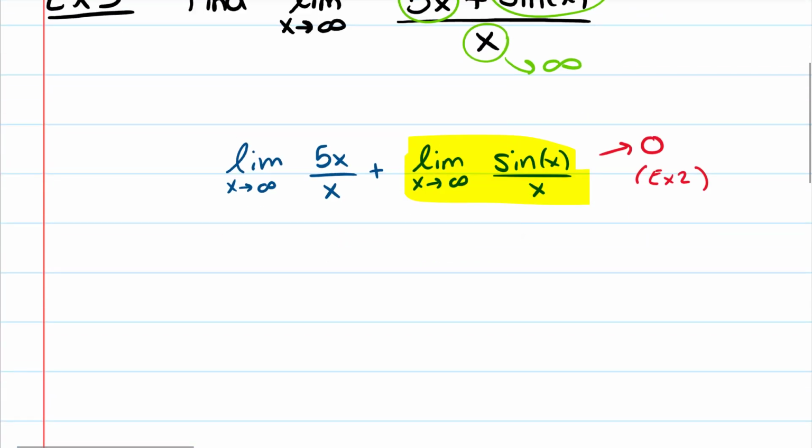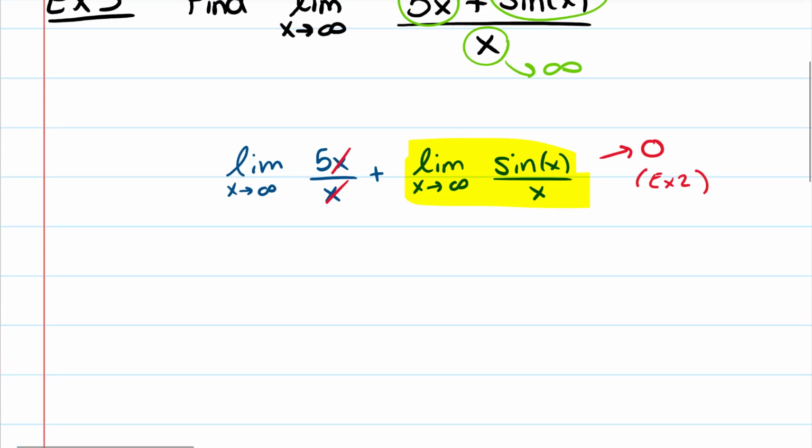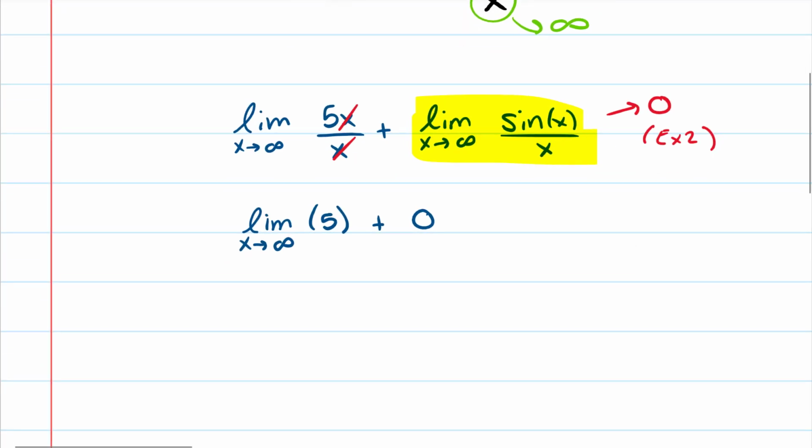And then our first piece is going to reduce the x's off. And so this is the limit as x approaches infinity of 5 plus 0. And the limit as x approaches infinity of 5 is just 5, plus 0, which is equal to 5.